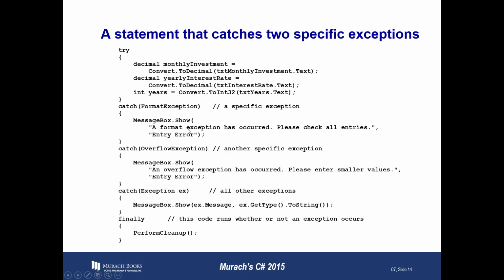Please test all entries. On the other hand, let's say that we come in here to this integer for years, and the maximum value, let's just assume for an int is maybe 10 nines, 999,999,9999, something like that. And I put 20 of them in there. Then I'm going to get an overflow exception. So if it's bad format, it's going to say a format exception occurred. If it's an overflow, it'll say an overflow exception occurred. If something else happens, it'll just tell us the type of exception.